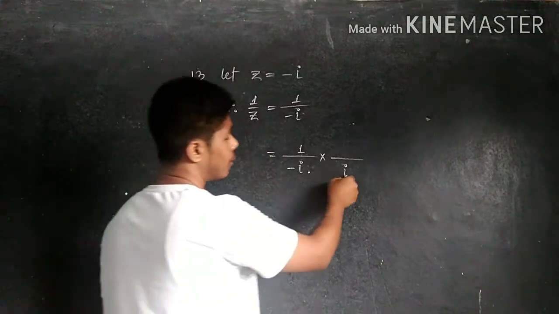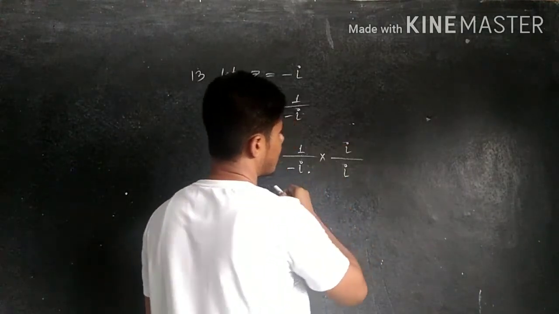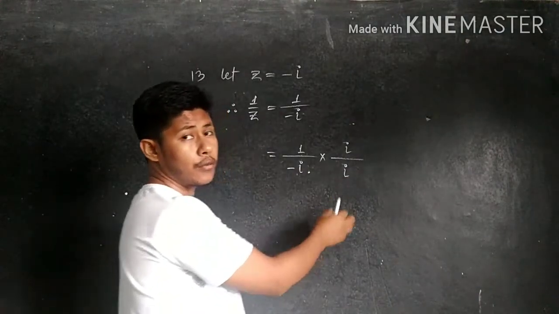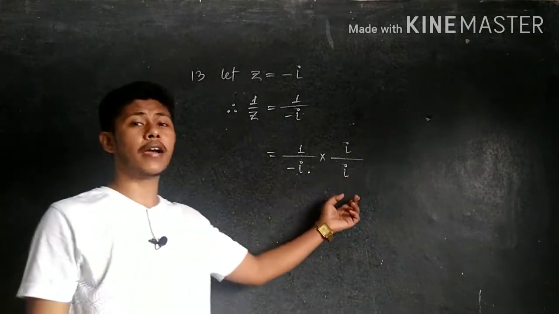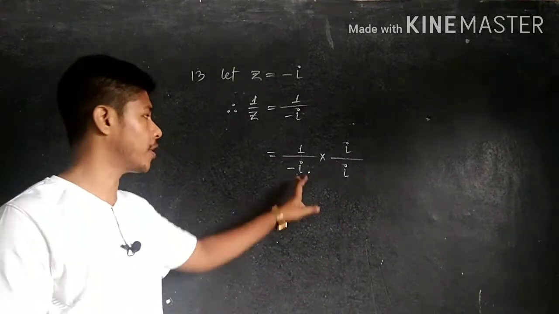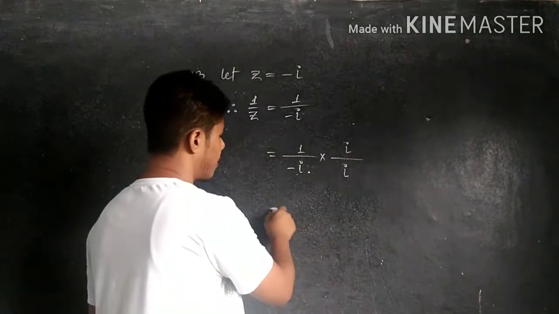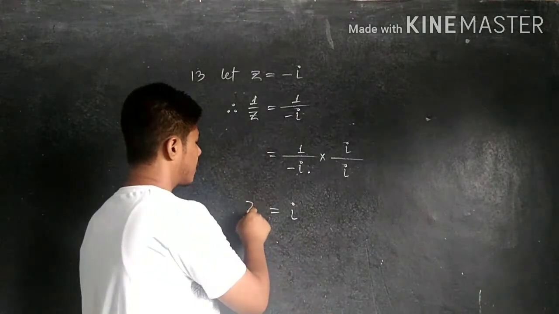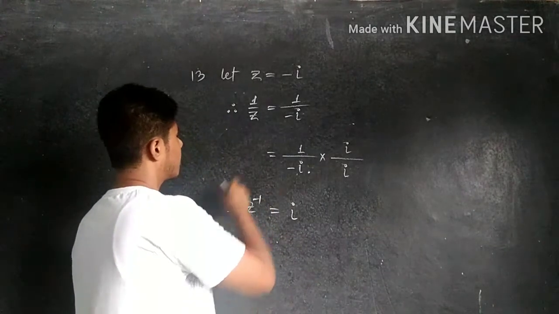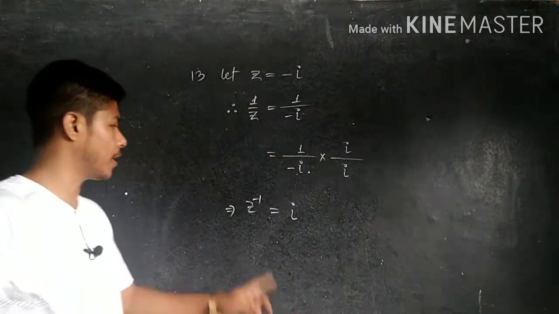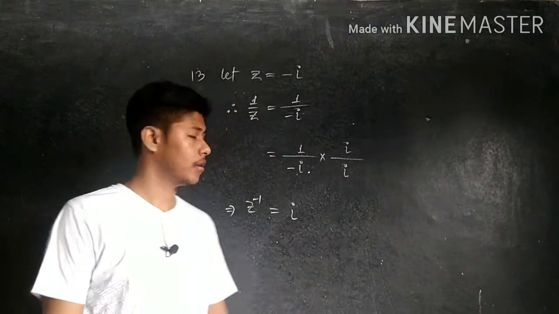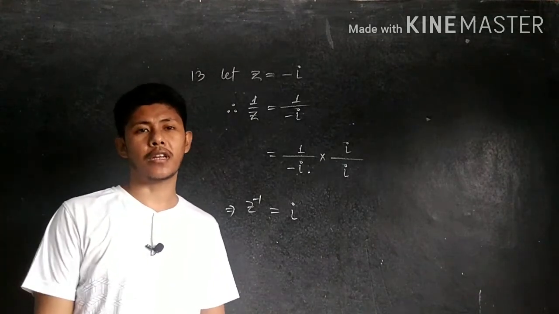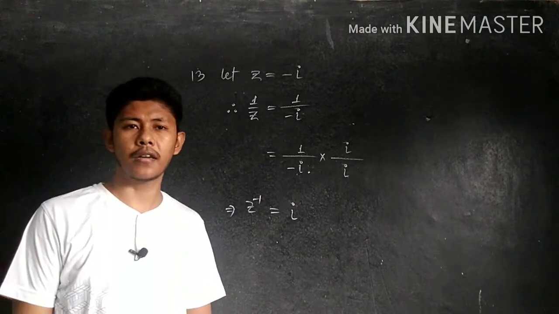But i is not in the numerator, so we multiply the numerator by i also to balance this. So now we get i into i square, is it not? I into i square means minus 1, minus and minus plus. Ultimately only i remains. So if the complex number is minus i, the multiplicative inverse is simply i. Is it clear? Okay.